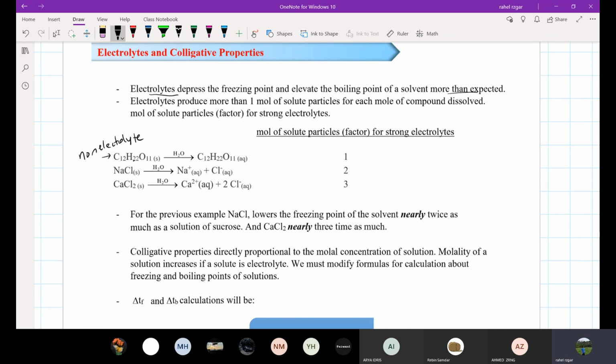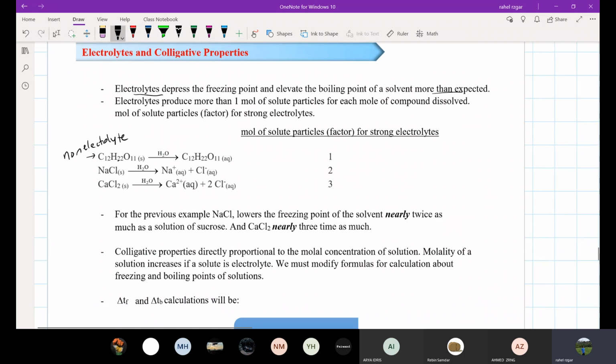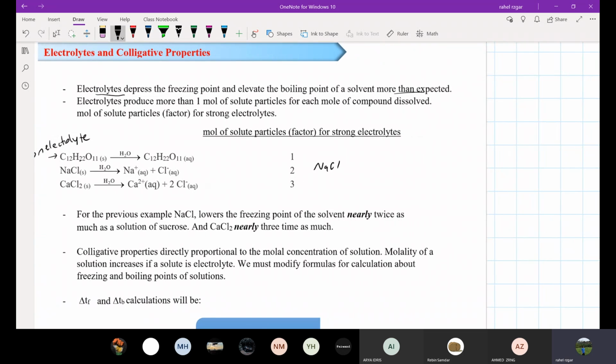But NaCl, when dissolved in water, if we have a certain concentration of NaCl, it becomes 2 different particles. Each ion will act as a particle. Thus, it will multiply the concentration by 2. Why? Because we have 1 and 2. We call it 2 moles, or from now on, so that we don't get mixed with the original mole, the original amount, let's say a factor of 2.